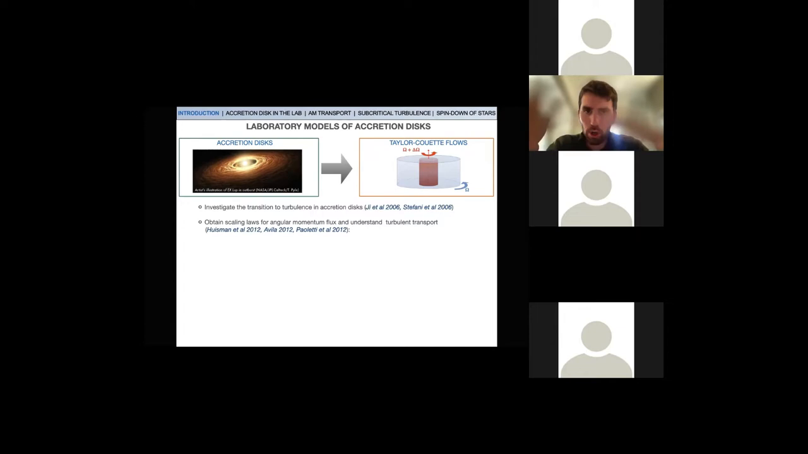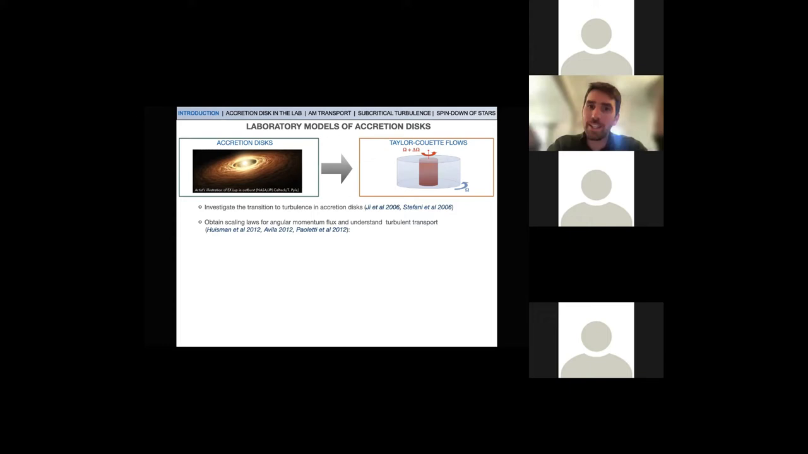When it comes to modeling an accretion disk in the laboratory, people have mostly been using Taylor-Couette flows, which makes sense. It's a very simple but complex system. So again, these are two concentric cylinders containing a fluid between them. You can impose some differential rotation between the two cylinders. I won't review all the results that have been obtained with Taylor-Couette flows. There are a lot of very interesting results. I will just say that you can roughly divide these studies into two different parts.